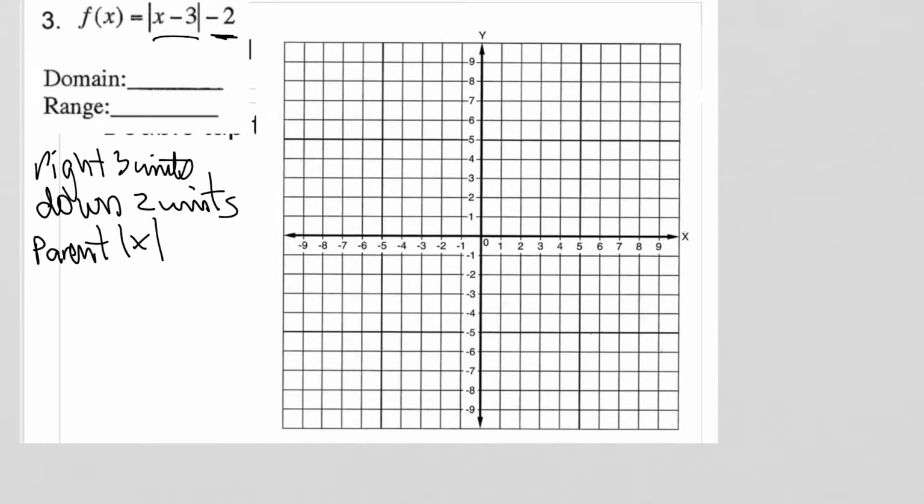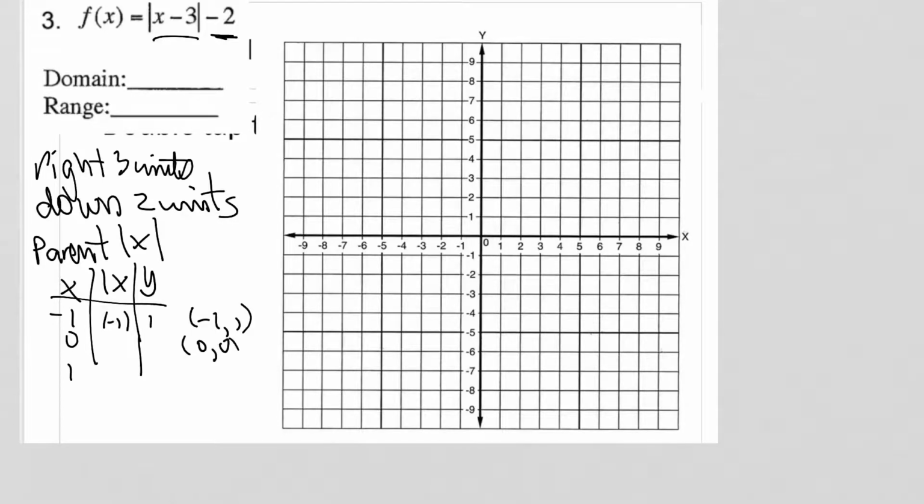The absolute value of x is real easy. Whatever you input, right, you always get a positive answer back. So if I input -1, I'm going to get 1 back. 0, 0, and 1, comma 1. So it's basically making a V shape. So this one, and this one. Okay, and now we extend it. All right, there's my parent function graph.